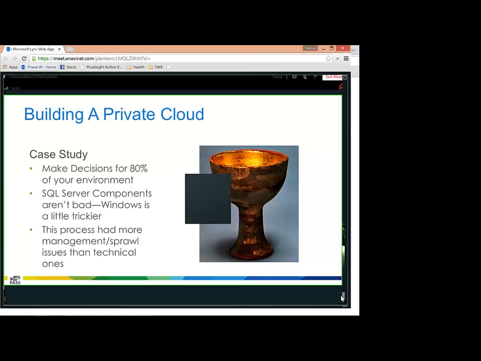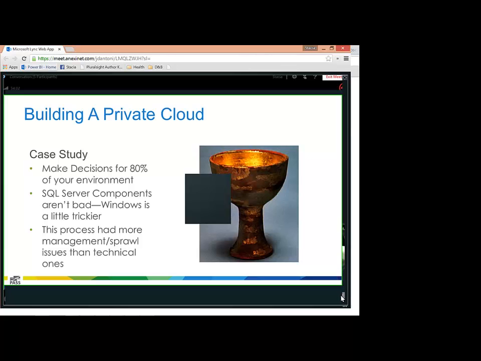what your VM should be. You're going to want to make the decisions around what the 80% of your environment looks like. Don't worry about the outliers. Automating the SQL Server install isn't that bad. I'll show you the code we use for that upcoming when we get to the demo. However, Windows is a little trickier. There's a lot of things like joining domains and figuring out how we should create drives.